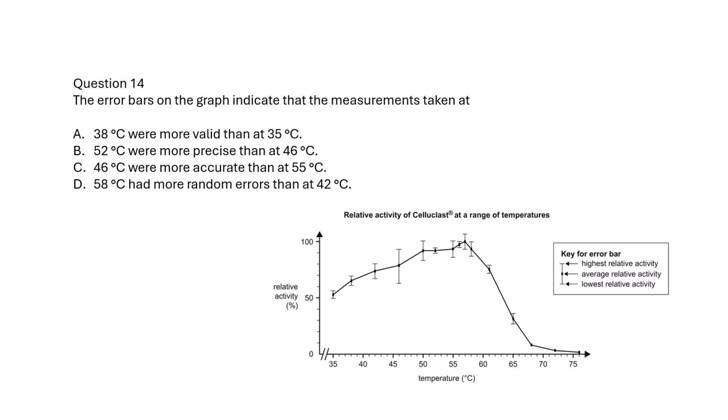This question is about error bars. The smaller the error bar, the more accurate. The error bar of 52 degrees Celsius was smaller than that of 46 degrees Celsius. So, the measurement at 52 degrees Celsius was more precise than that at 46 degrees Celsius.